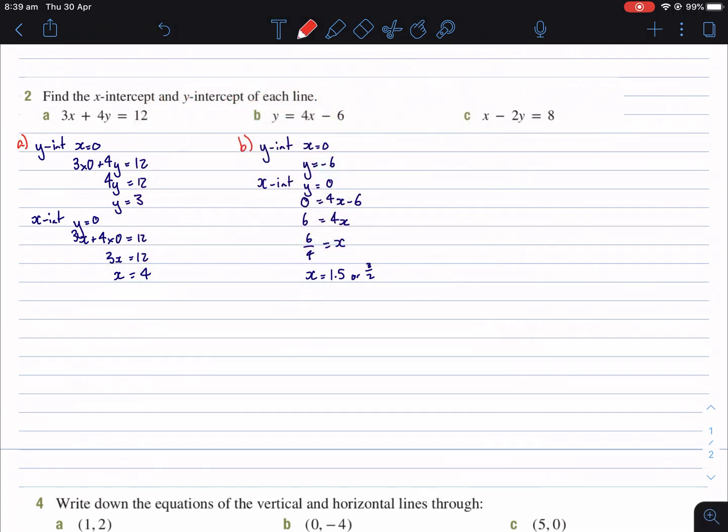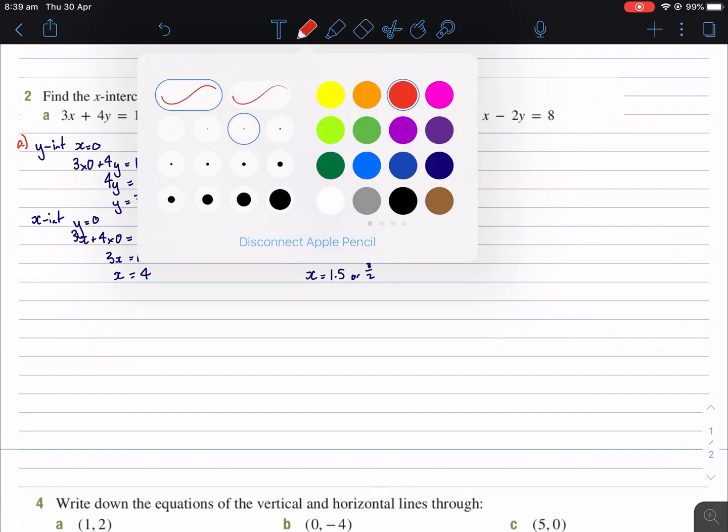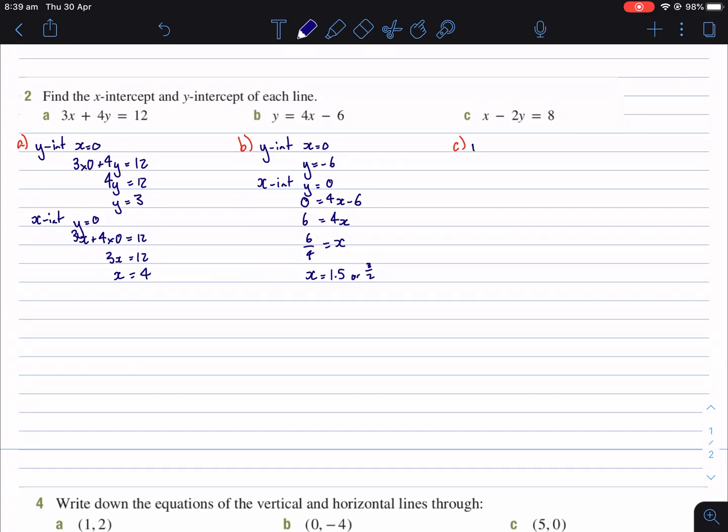I like you to leave your gradients as a fraction, but with the x-intercept, y-intercept, it really doesn't matter. Often it's easier to sketch if you've got it in decimal because it's easier for us to visualize where it is on a number line, but it's personal preference. Y-intercept, x equals 0, so we've got 0 take 2, y equals 8, so negative 2y equals 8, divide by negative 2, y equals negative 4. X-intercept, y equals 0, so we've got x take 2 times 0 equals 8, so x equals 8. Not bad.